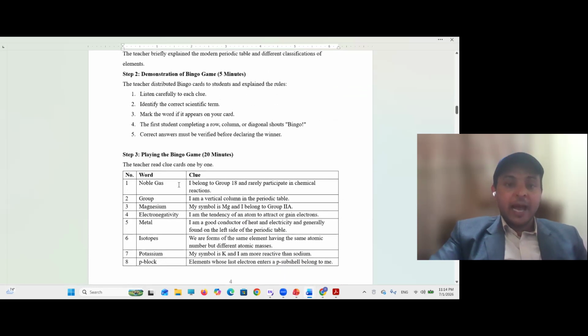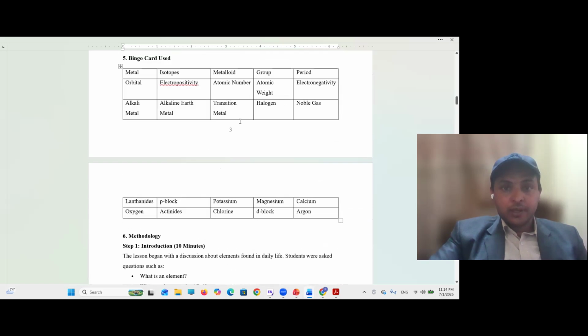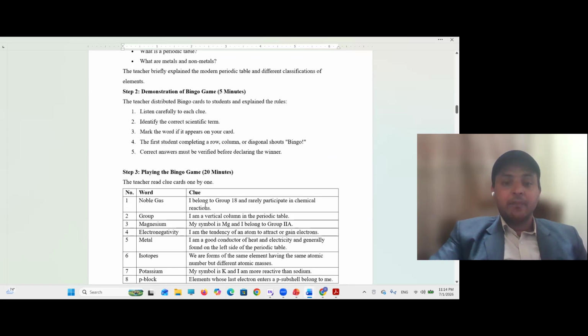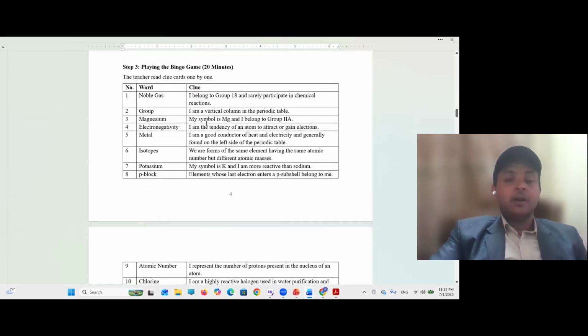Later on, I gave a clue. For example, for the word noble gas, I state: if I belong to group 18, I rarely participate in chemical reactions. Then they need to identify that it means noble gas, and tick it on the card. In this way, I gave the clues one by one.